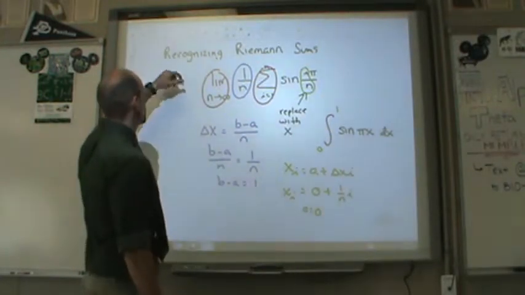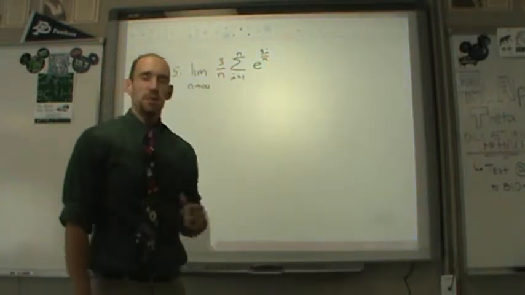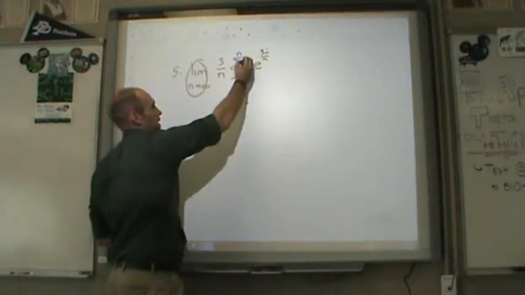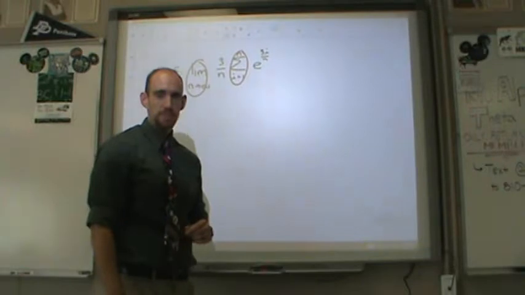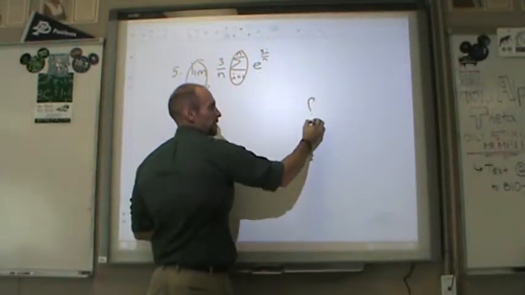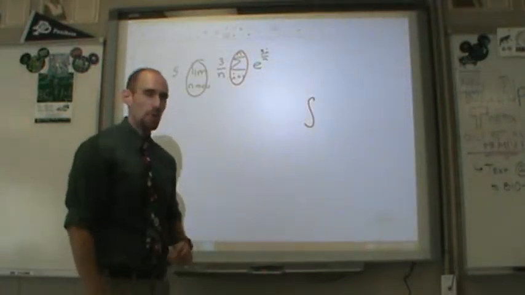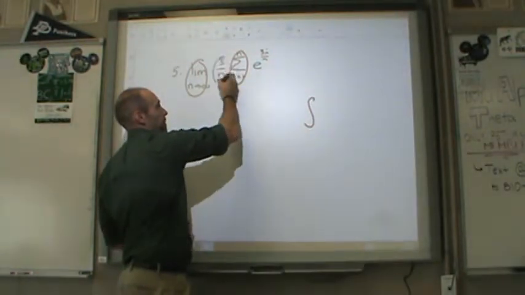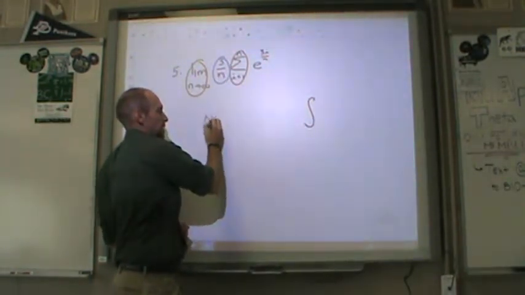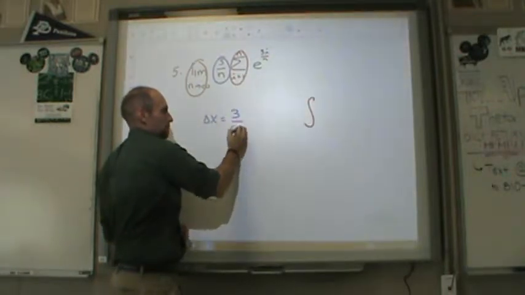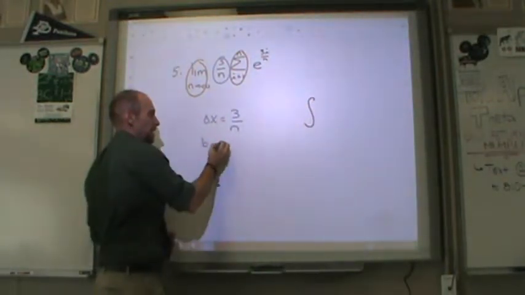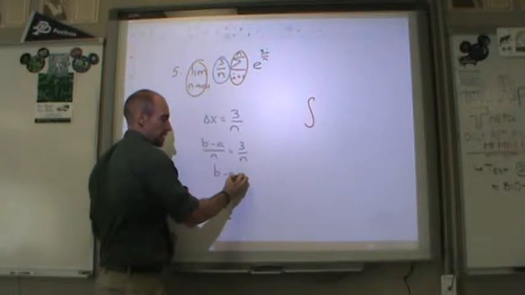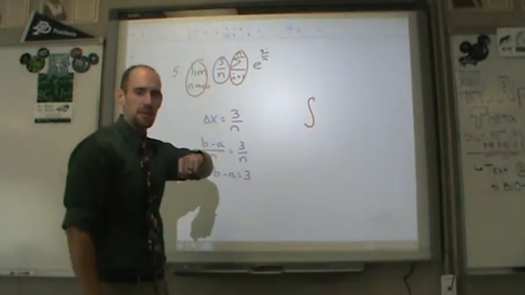All right, so now let's take a look at another one. Similar type of situation. First thing we're going to do, take that first color, circle the limit and the summation. That tells me I'm going to deal with a definite integral. Now I want to find that number over n. So using another color, I'm going to circle the number over n. If I look here, I see 3 over n. That's my delta x. Again, the only thing that tells me is that b minus a over n is 3 over n, which means b minus a is equal to 3. So the difference between my limits is 3.